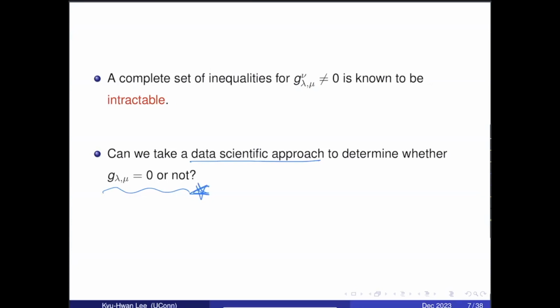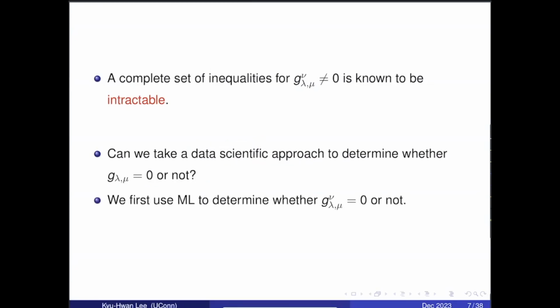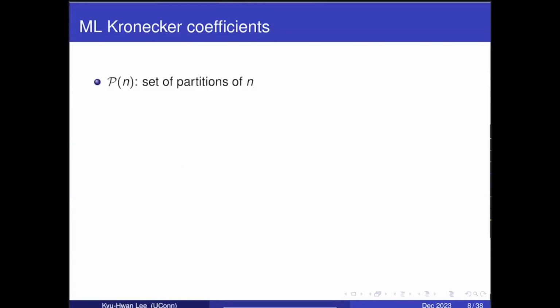Okay, then we'll look at Kronecker coefficients using this data scientific approach. That means we have to generate data sets. So what kind of data sets can we get? We'll focus on the problem to determine whether g_{λμν} is 0 or not. So we have to generate some data sets.